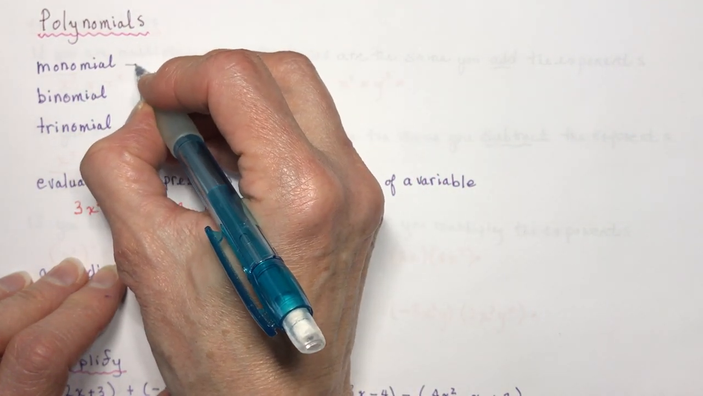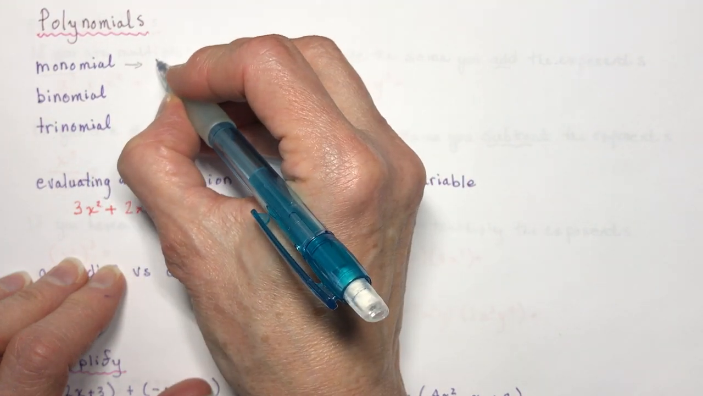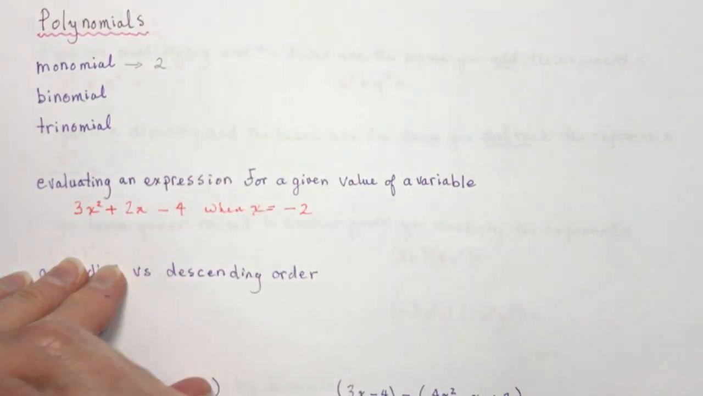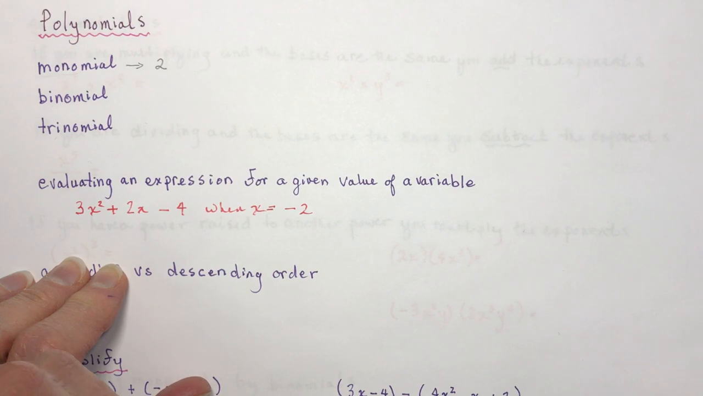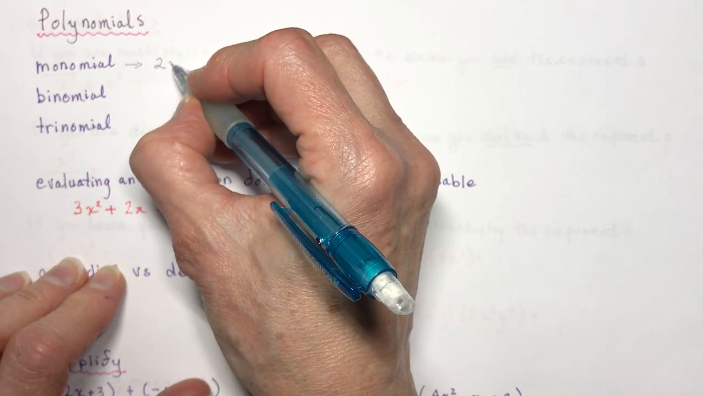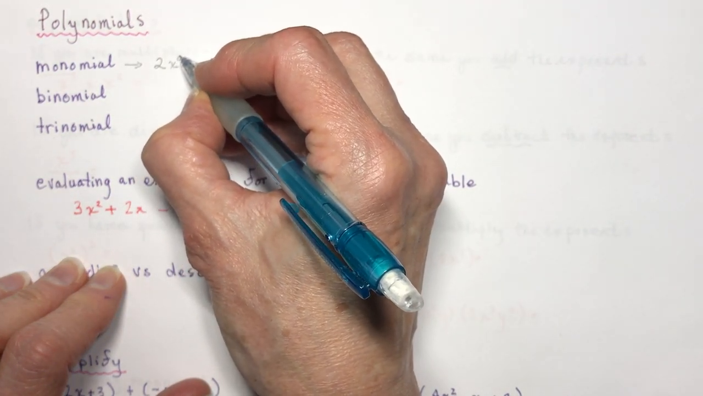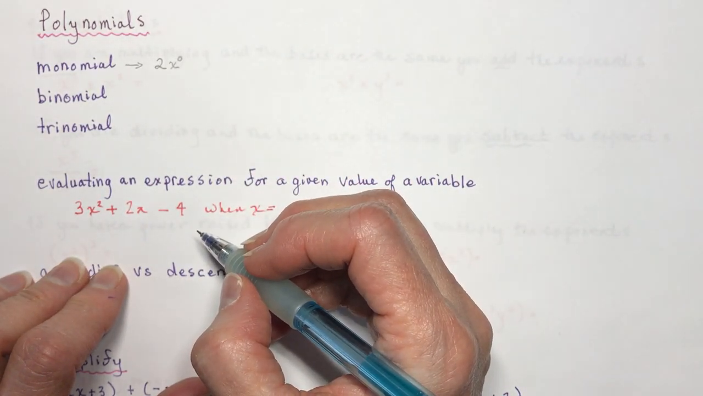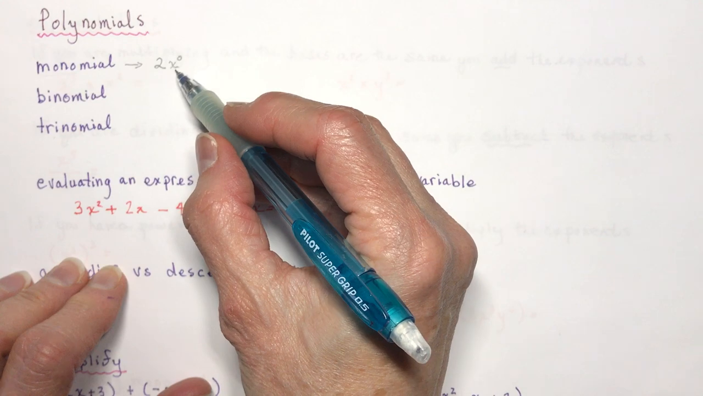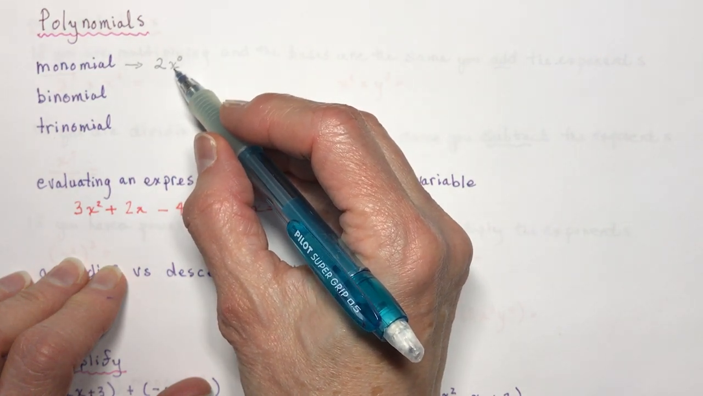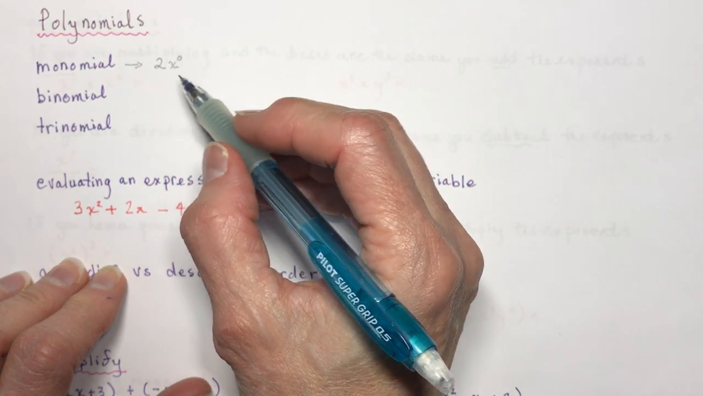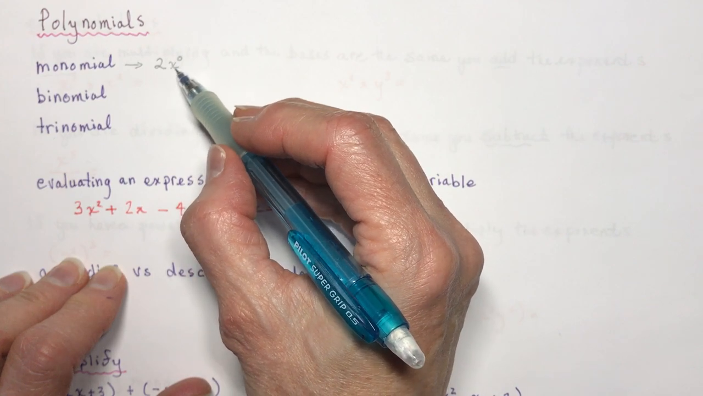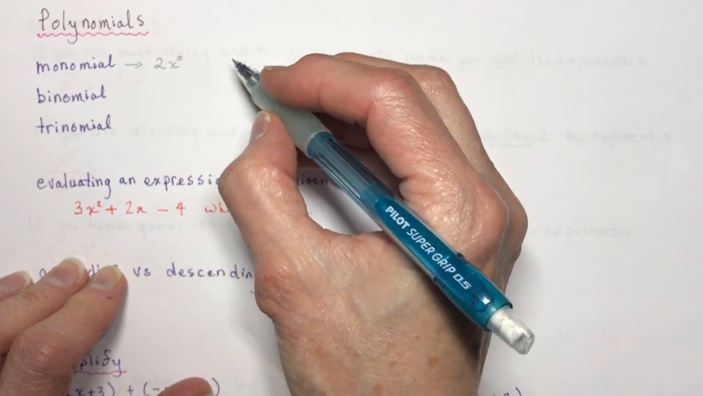So some examples of monomials would be a constant. That is a monomial, because basically I could write that as 2x to the power of 0, because you should know from your exponent laws, which you have covered in grade 9, that anything raised to the power of 0 is equal to 1. So this would be equal to 2. So this would be a term with x with a power of 0.